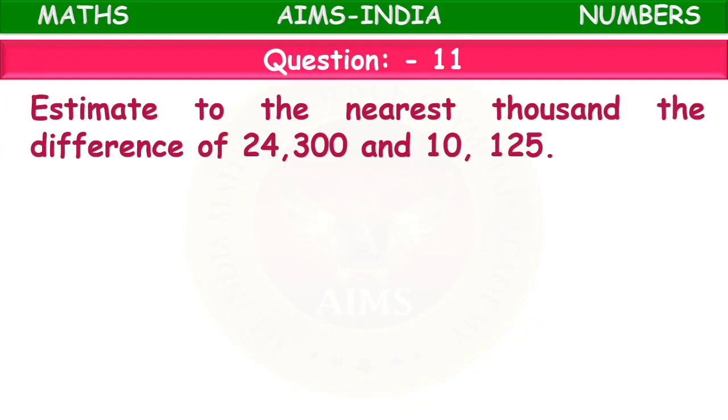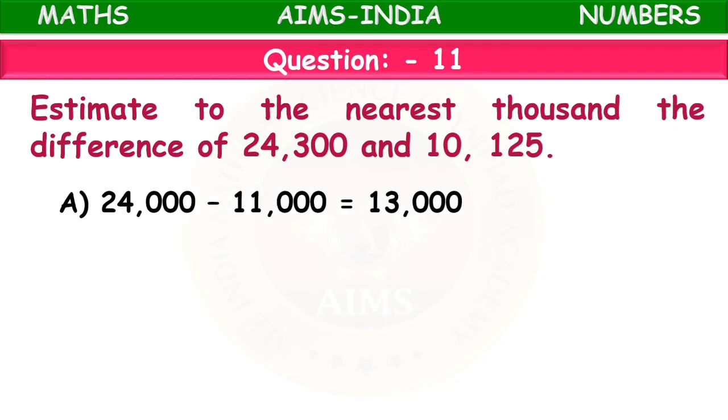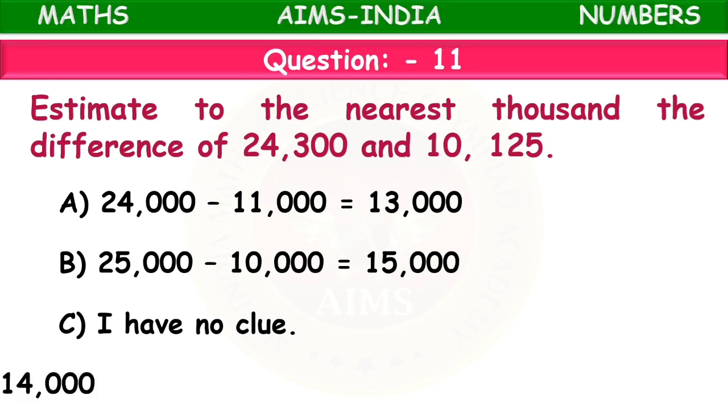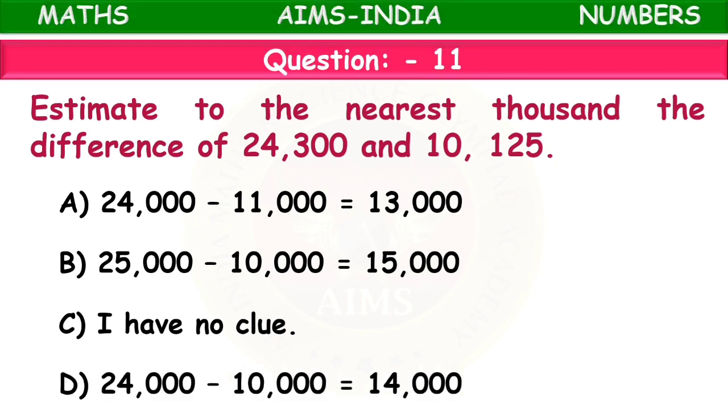Moving on to question number 11. Estimate to the nearest thousand the difference of 24,300 and 10,125. Option A: 24,000 minus 11,000 is equal to 13,000. B: 25 minus 10 is equal to 15,000. C: I have no clue. Or option D: 24,000 minus 10,000 is equal to 14,000.